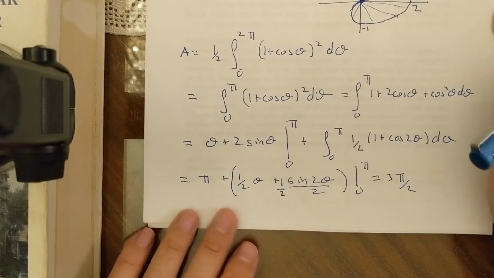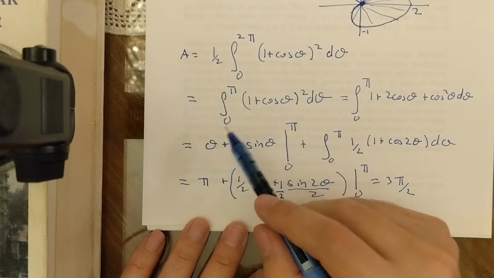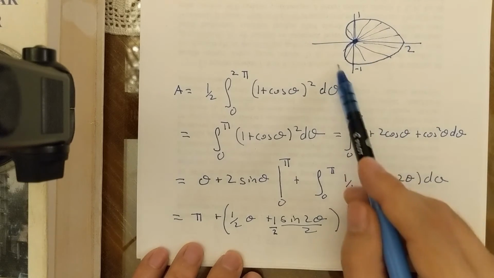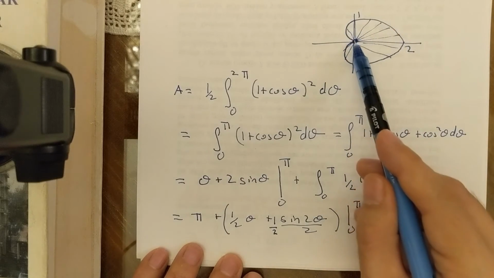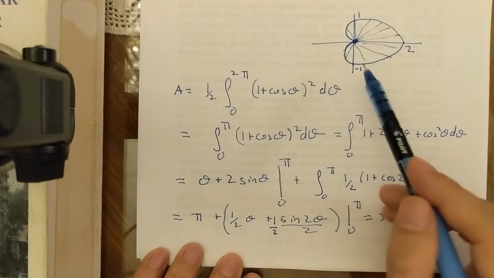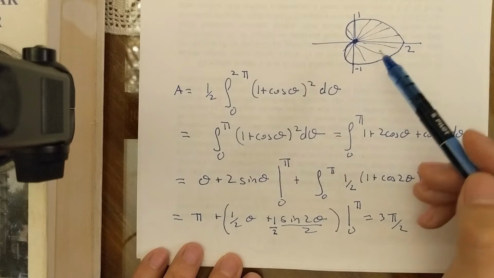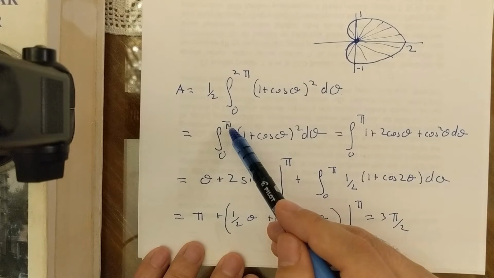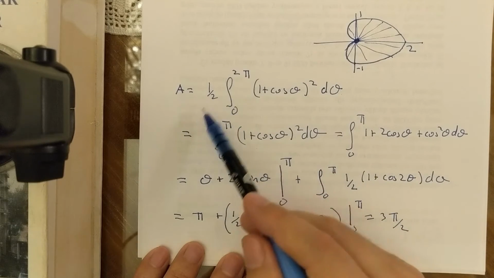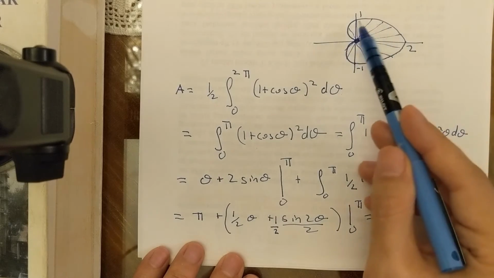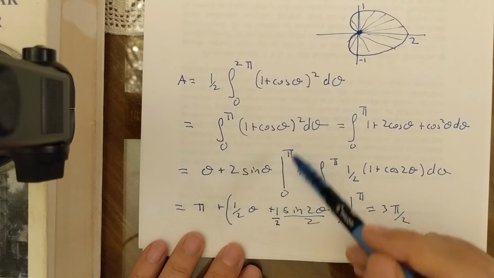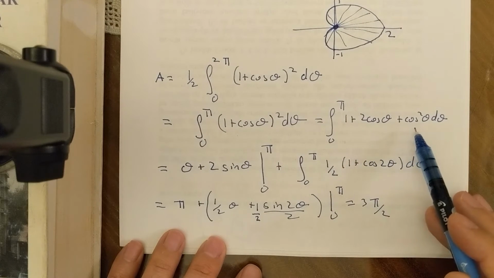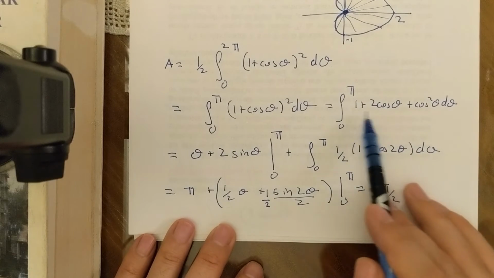Just so that we can see how this is done in one example, I'm trying to be smart here. Instead of going 0 to 2 pi, I can just go halfway around, 0 to pi. So I can do the top half and multiply by 2 because the region is symmetric around the x-axis. If I multiply by 2, I get rid of this 1/2, but I'm just doing half the cardioid. So 1 plus cosine theta squared, we open it up, we get 1 plus 2 cosine theta plus cosine squared theta. Now this bit is easy to integrate.